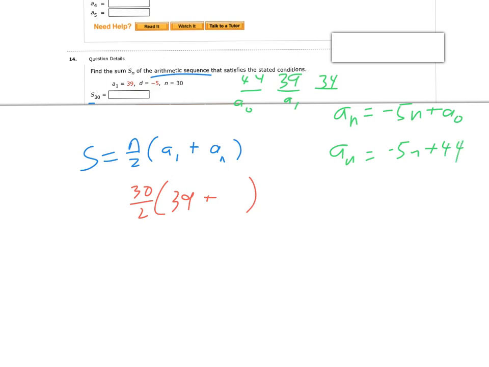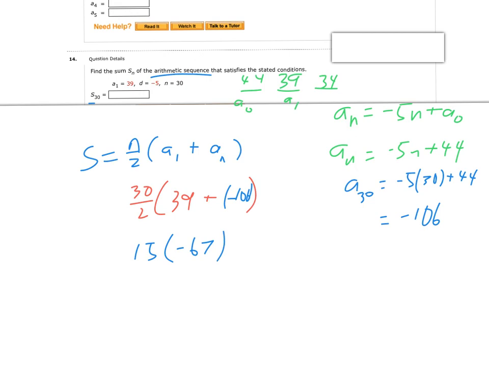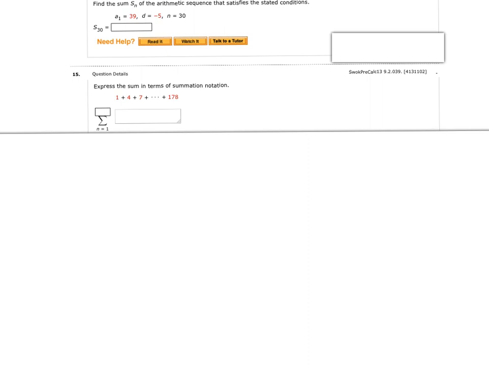And then I can go ahead and, since I want to know the 30th term, since that's going to be the last term, I'll just plug in my 30. So -150 plus 44 is -106. And so that'll go there. So now I can just do 15 times -67. I'll go ahead and use the calculator for that. So it's -1005.